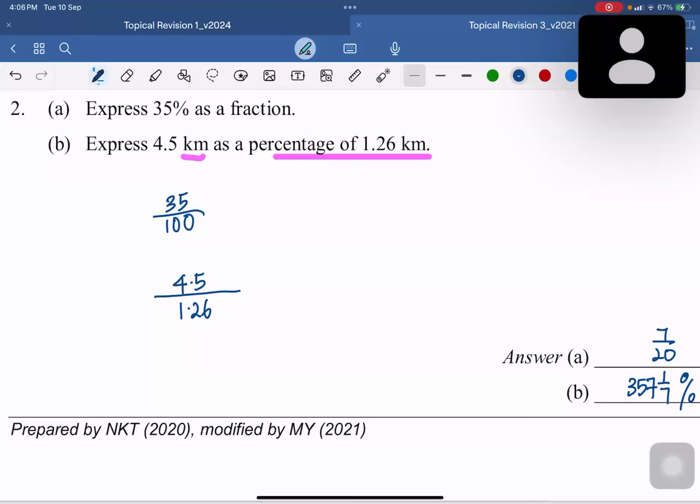Okay, but I must also always double check: are the units the same? In this case, since the units are the same, we don't have much of a problem. Then I take this and multiply by 100%. Notice that the number over here is much, much bigger than 1.26. So therefore, the percentage will definitely be more than 100%.